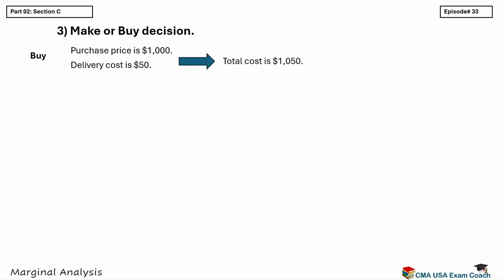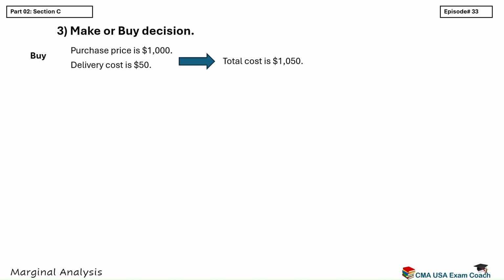Before we jump into solving questions, let's look at a simple example to understand how management decides between making or buying a product. Suppose there is a product that the company can buy from an outside supplier. The purchase price is $1,000. In addition, transportation or delivery cost is $50. So, the total cost to buy the product from outside is $1,050.